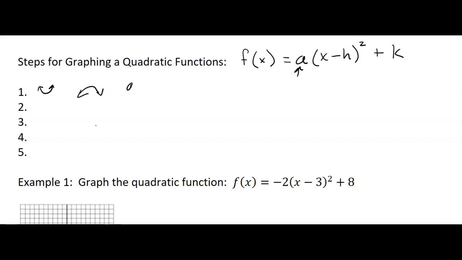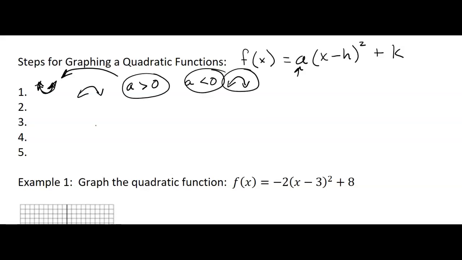And the way you'll know is if a is greater than 0, then it's right side up. And if a is less than 0, then it's going to be upside down. So think, hey, if a is positive, it's happy, smiley face, and if a is negative, then frowny face and upside down. Okay, or however you want to think of it.